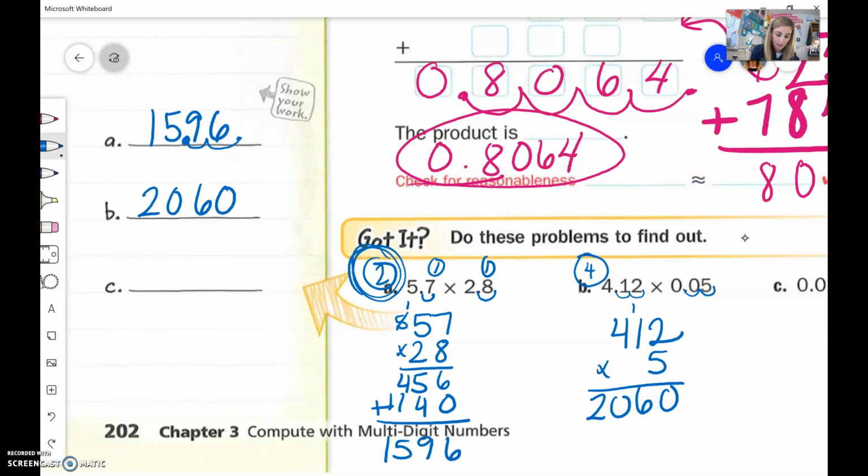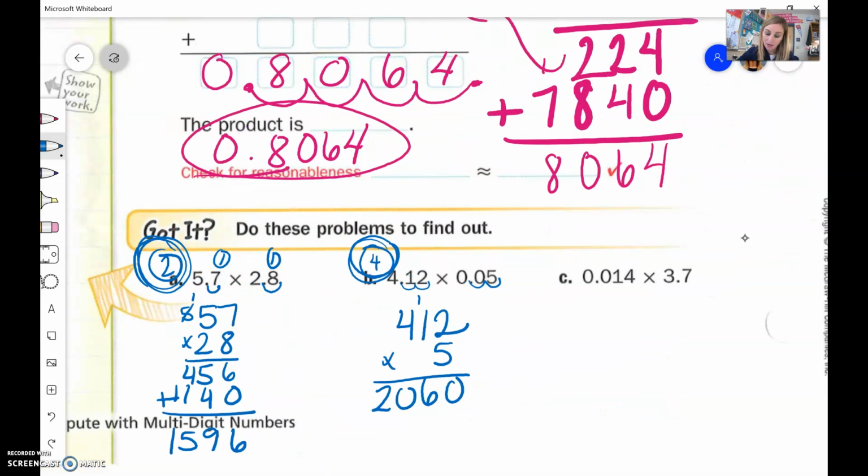And here I get my answer of 2060. My decimal point is at the end. But I have to remember I moved that decimal point out 4, so I move it back in 4. 1, 2, 3, 4. Put my decimal point here. Annex a 0. 0.2060 or 0.206. It's the exact same thing. 0 and 206 thousandths, or 2060 ten thousandths.